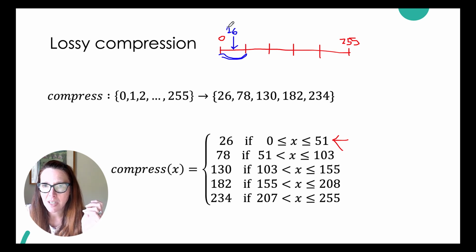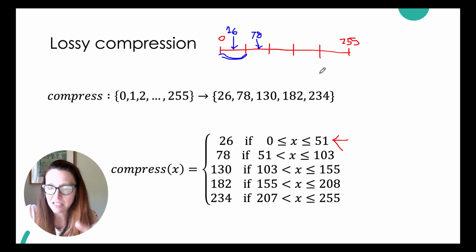And the same can be done at the next interval. We can say, well, if it's somewhere between 52 and 103, I'm just going to treat that as 78, and that's okay. And I won't have the same smoothness maybe in my image, but the fact that I can store only 5 possible bins of information is going to save me a lot of space. And so that's more important to me, and I'm going to weigh that.